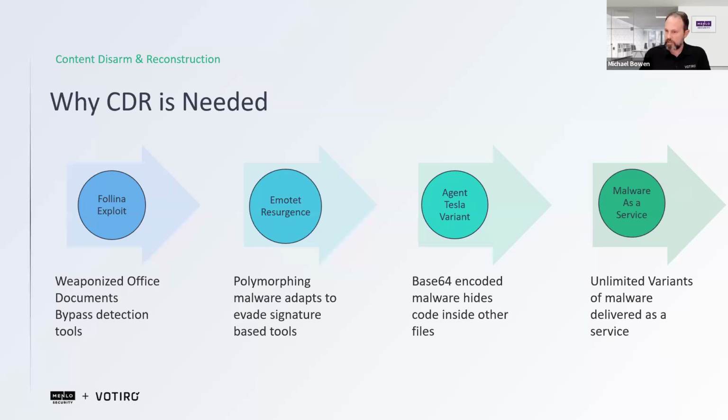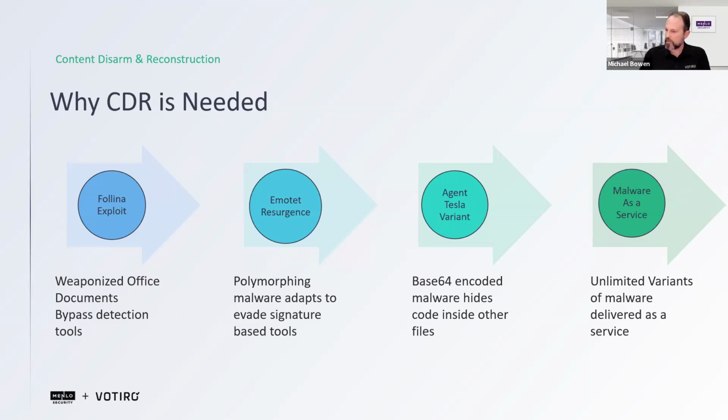For instance, there is a constant resurgence of the Emotet malware. This malware has been around for over 10 years, but it keeps coming back with new variants. And every time it comes back, they're even more sophisticated. There's a change in the malware. The signature-based tools are playing catch up. All the time, your environments are open to attack.